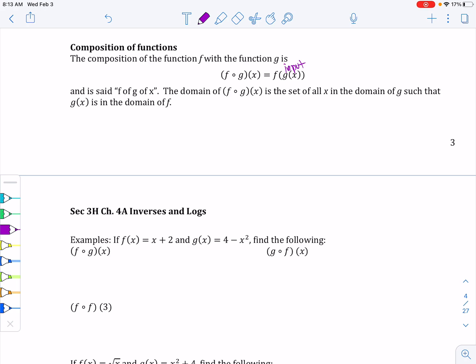And our domain for f of g of x is all of the domain for g of x, and also for our f of g of x. So you have to check two domains, the g of x and then your final answer of f of g of x. And you got to check the domain for both of those.